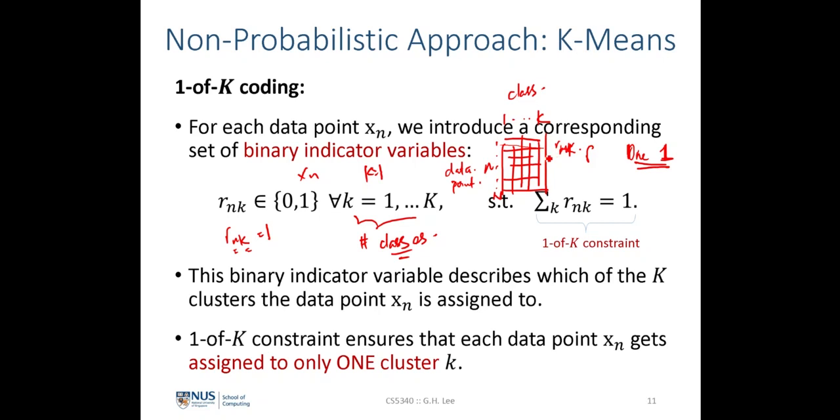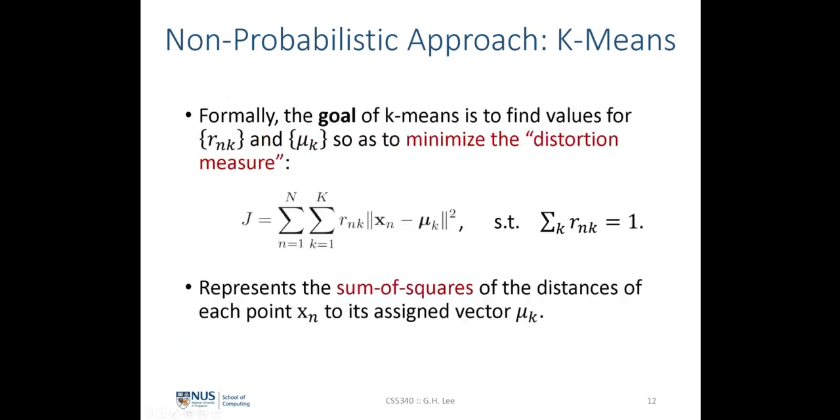And there is no restriction in the column, because for every class that I have, I could have more than one data point assigned to that particular class. So in other words, this binary indicator variable describes which of the K clusters the data point is assigned to, and it has to be a unique assignment because of this 1-of-K constraint, that the row has to sum up to 1. This is what I meant here.